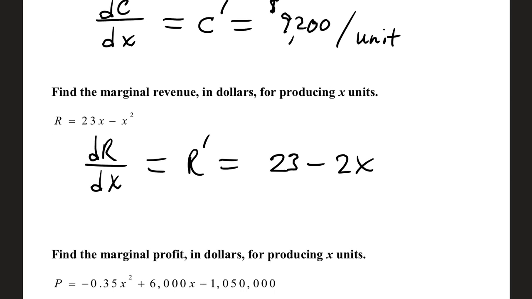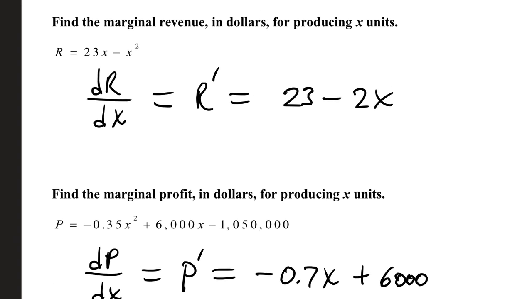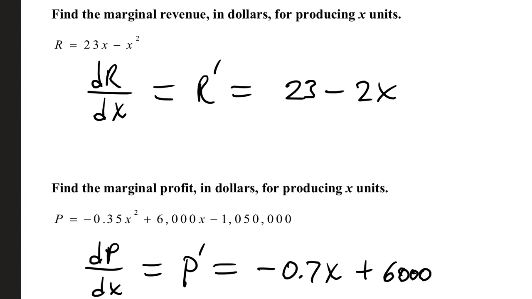The marginal revenue in dollars for producing X units, we have a revenue function given. That's 23x minus x squared. The change in revenue for producing X units is 23 minus 2x, the first derivative. Our notation you can either leave as dR dx or you can just call it R prime. The main thing is to realize you're taking the first derivative.